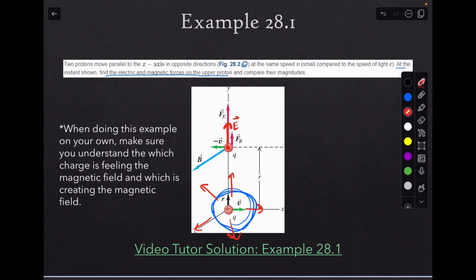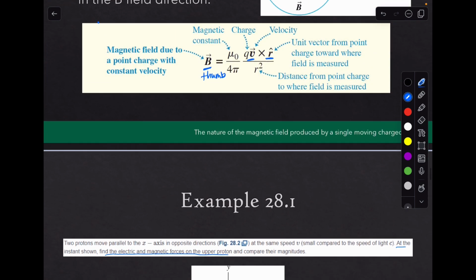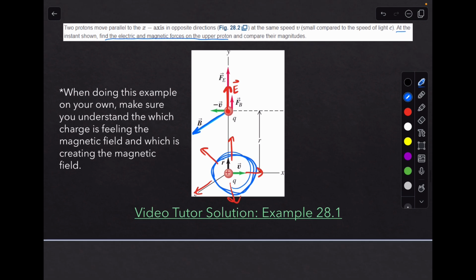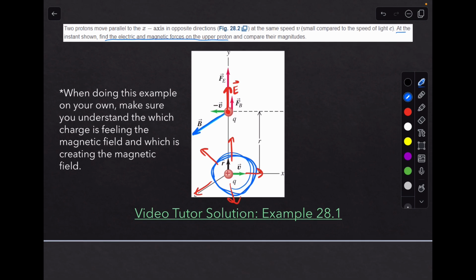Well, the bottom proton is not just sitting there, he's actually moving to the right. So not only is he going to produce an E field, but he's going to produce a B field. He's going to produce a magnetic field. And the direction of that magnetic field is actually this way. But we're going to talk about why it is this way. We're going to use the equation that we just looked at that doesn't really have a name to figure that out.